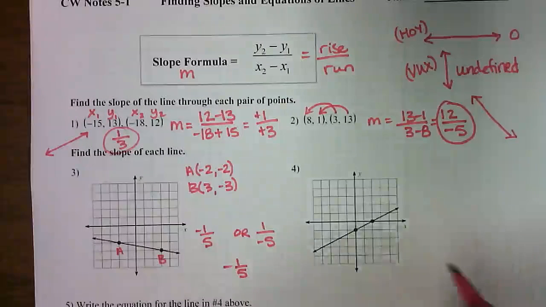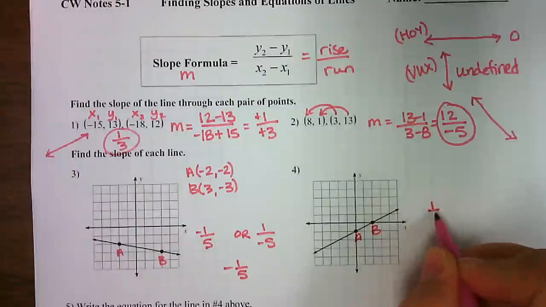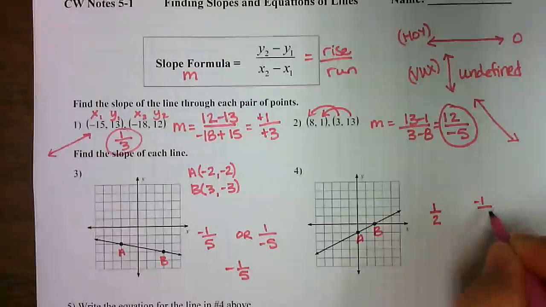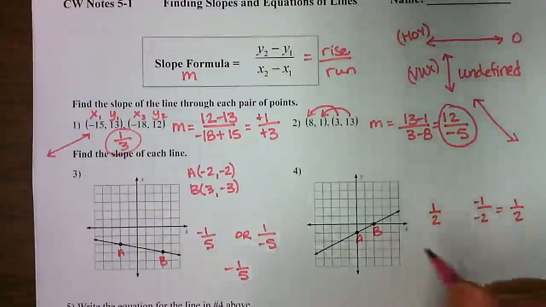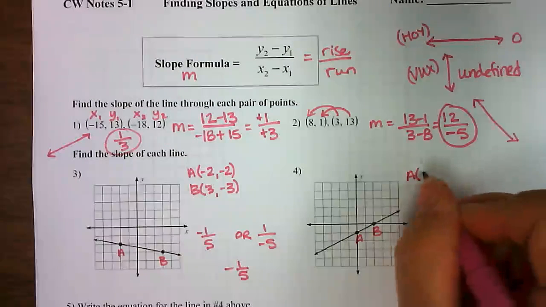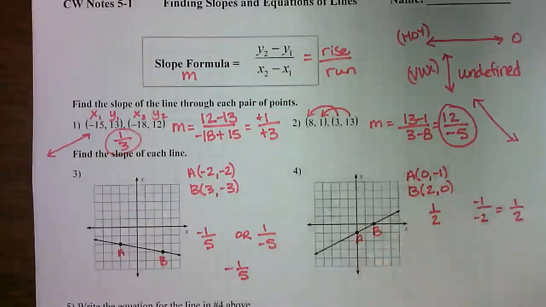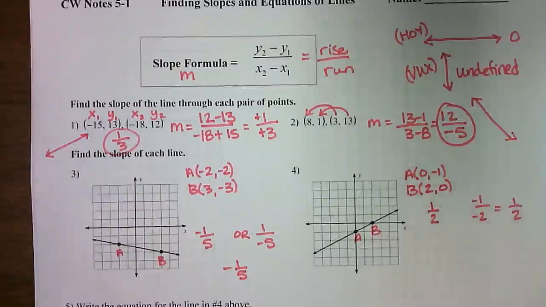So same thing here. If I want to count from A to B, I would be rise 1, run 2, right? Or if I wanted to go from B to A, that would be rise -1, run -2, and of course that cancels out to the 1/2. Okay, so if I want to put these two coordinates into a formula, the coordinate for A is going to be 0, -1. The coordinate for B is going to be 2, 0, right? So if I did y minus y, I would get 1 on top, x minus x, I would get 2 on the bottom. So either way, it comes out the same way.